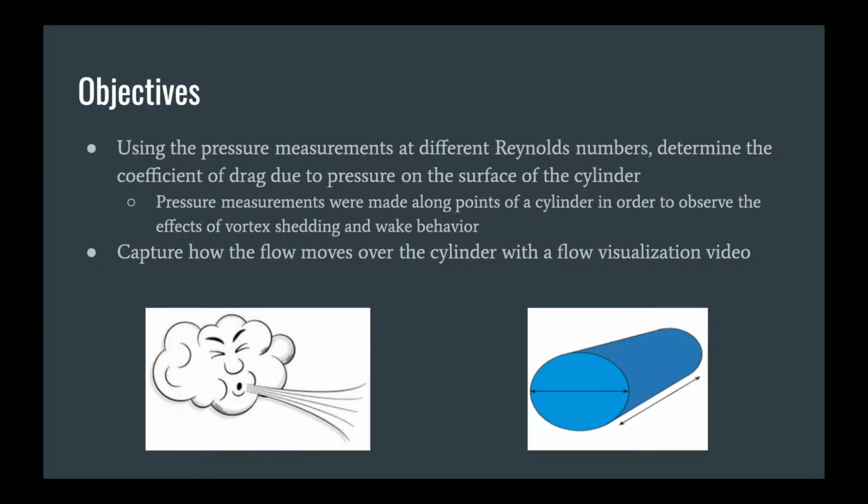Objectives. In this lab, we had two main objectives. Our first objective was to use pressure measurements at varying Reynolds numbers to determine the coefficient of drag due to pressure on the cylinder surface. Our second objective was to make a flow visualization video, which would demonstrate cylindrical vortex shedding as smoke moves around the cylinder.